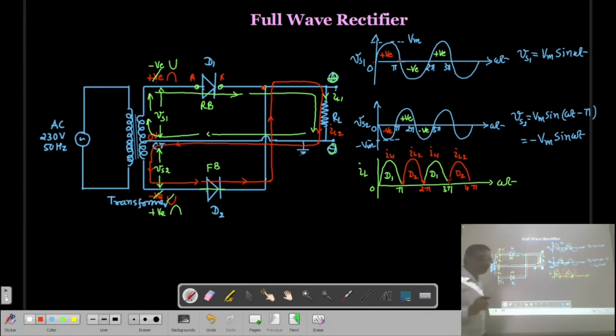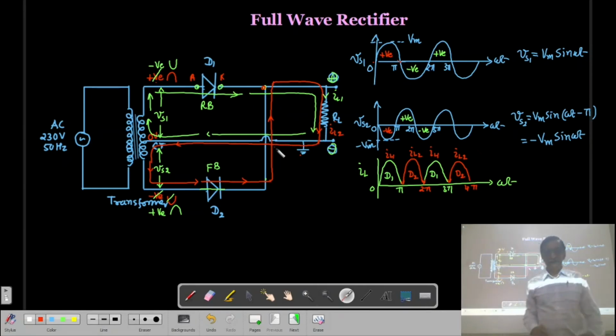Okay. Now what is important? Here you can see that at the transformer, this current is flowing in this direction, this current is flowing in the opposite direction. Correct? So that is representing the AC current. But here, both the currents IL1 as well as IL2 are flowing in the same direction. So it is a unidirectional current.